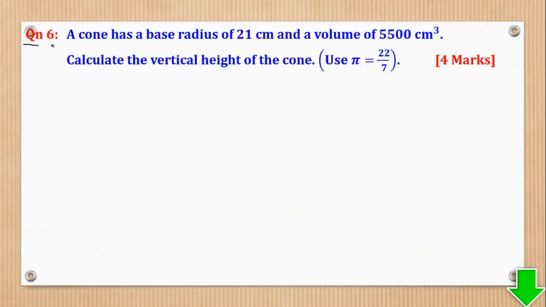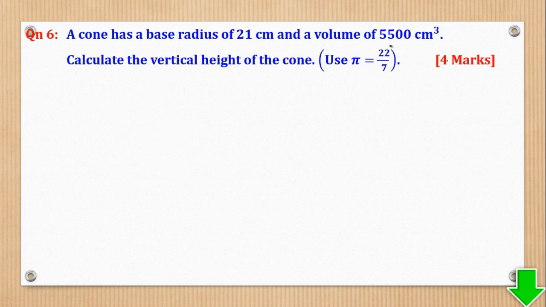That was question 5. Now we shall go to question 6. Question 6 says, a cone has a base radius of 21 and a volume of 5,500 centimeters cubed. Calculate the vertical height of the cone. So the good thing, we know the radius and we know the total volume.